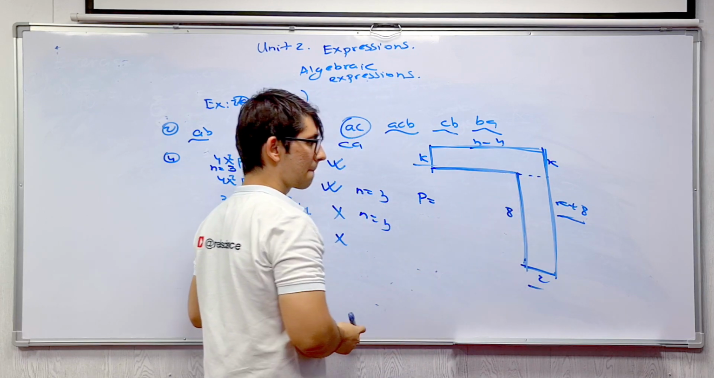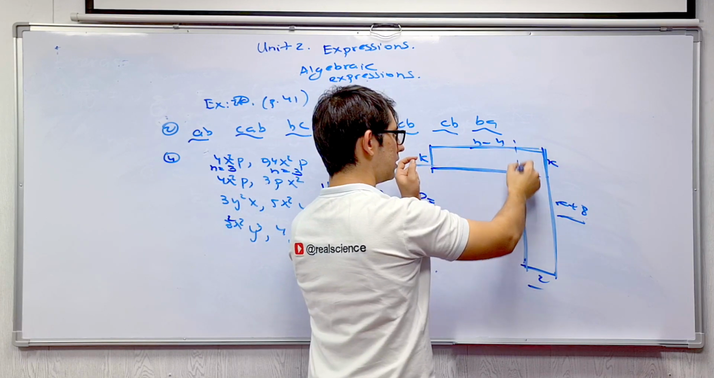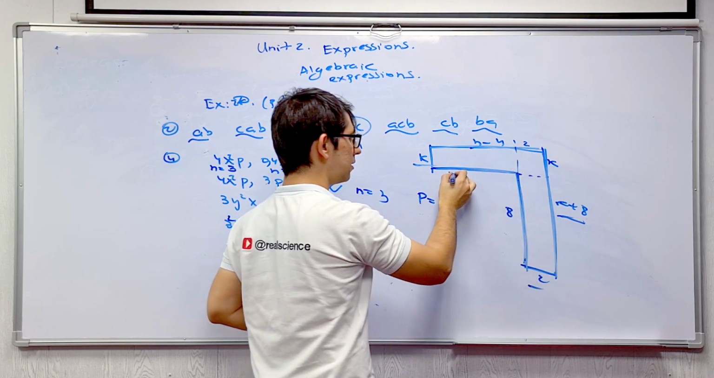So what is the length of this line segment? n minus 4 minus 2. And here you have 2, right? It will be n minus 2.